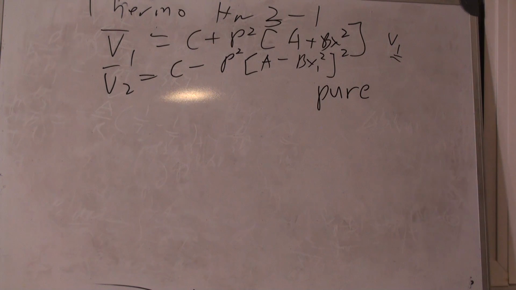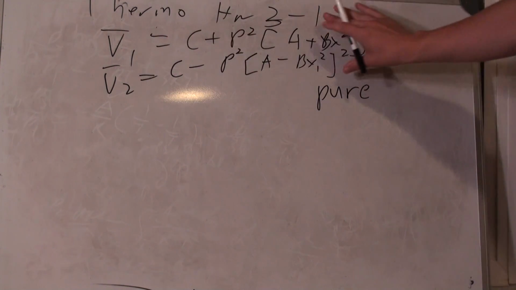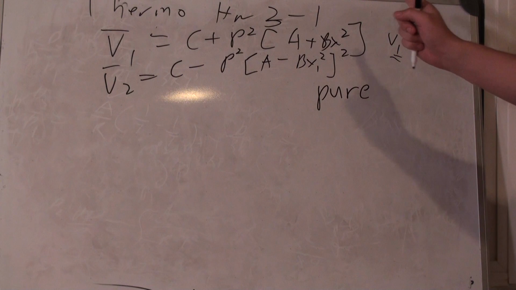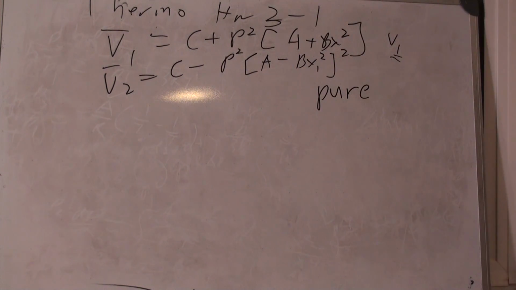So if there's nothing but component 1, well, what does that say in terms of the math here? Does it say anything about C? C being some constant? No, it's constant. Okay, what about pressure? Does it being pure have anything to do with the pressure? No. The only thing that it impacts are my mole fractions, which are my x2s, my x1s.